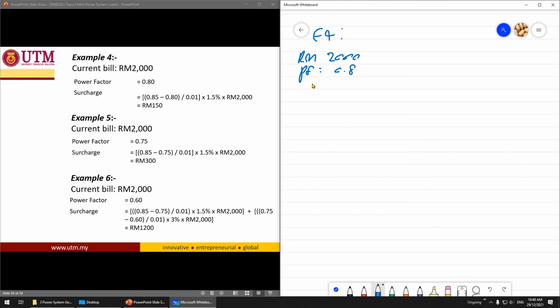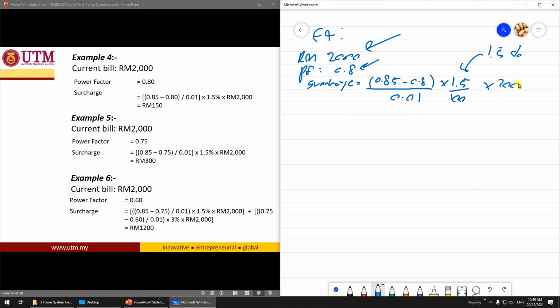So the surcharge equals, you can see here, remember the first level is 0.85. So 0.85 minus your current power factor 0.8. And then remember for each 0.01 of this, you have to pay 1.5%, that is 1.5 divided by 100. Then you multiply by your current bill, 2000. So you get the surcharge is RM150. So this is the first example.